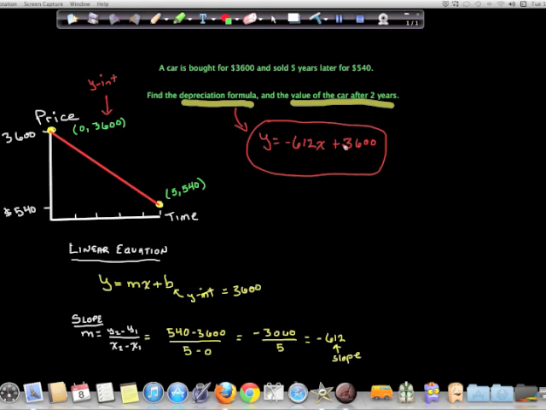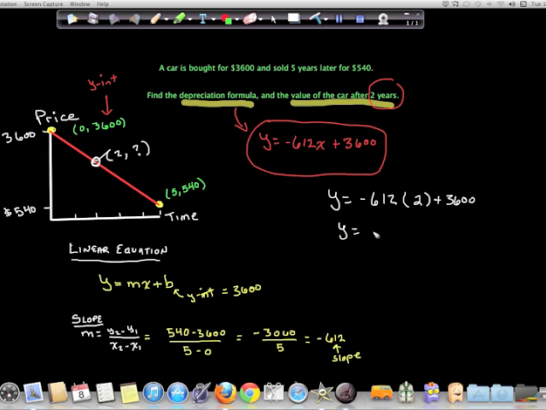Now the final part of this question is asking us to find the value of the car after 2 years. So what we're trying to do is figure out, well, if we know the x-coordinate of this point is 2, what is the y-coordinate? The way we're going to do this is we're going to take this information and plug it into the depreciation formula that we just found. So we're going to say y is equal to negative 612, and instead of x, I'm going to plug in a 2, because I want to know after 2 years, and then I'm going to add 3,600 according to the formula.